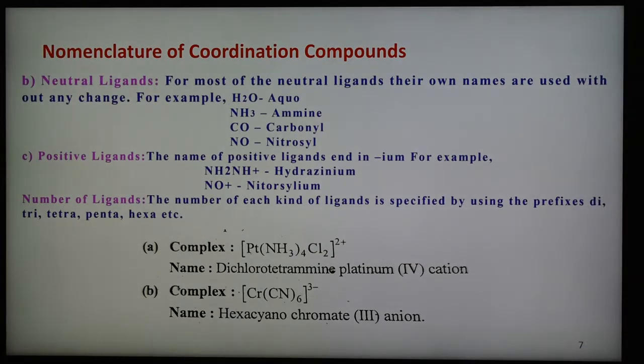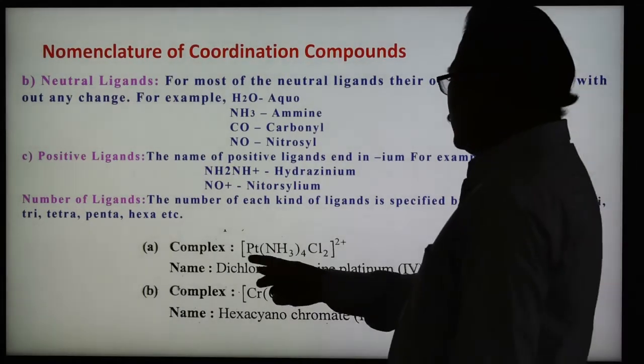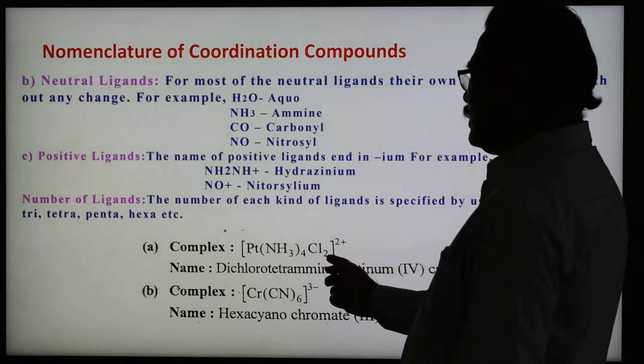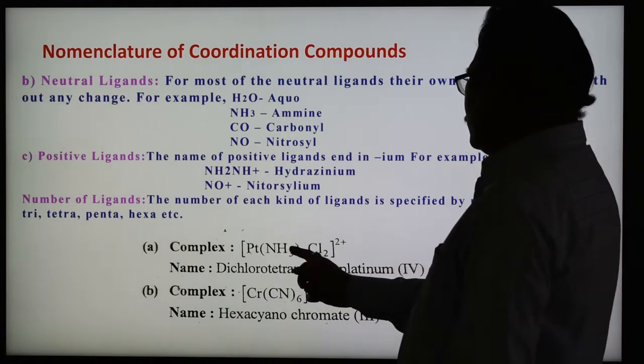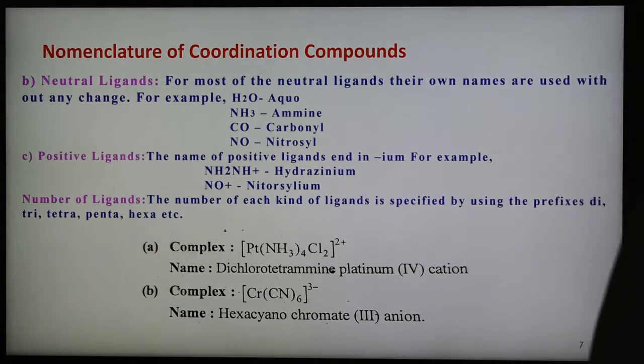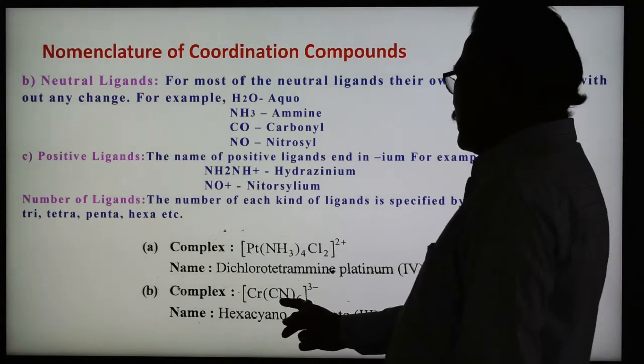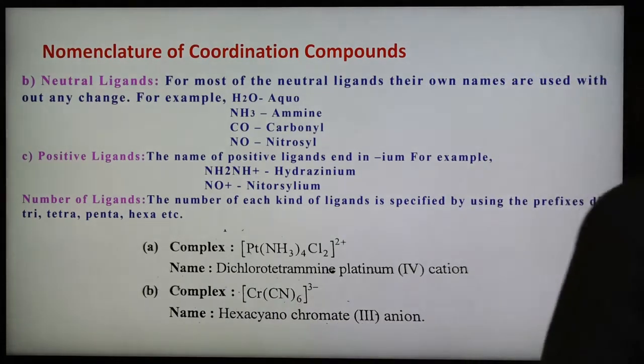And sometimes the number of ligands is also important, and the number of each kind of ligand is specified by using a prefix. If there are 2 ligands, then use di. If 3 ligands of the same type are there, tri, tetra, penta, hexa. These are the prefixes we have to use while writing the name of the ligand and the number of ligands. So an example is given here: dichloro, because 2 are there, tetraamine, platinum 4 cation. And the second example is hexacyano, 6 cyano groups are there, hexacyano chromate 3 anion.